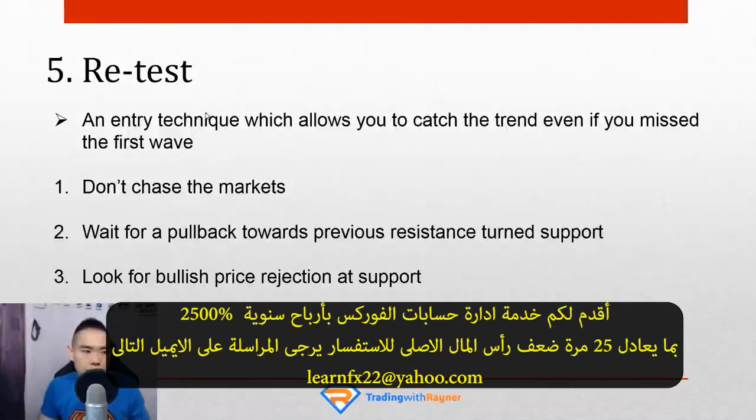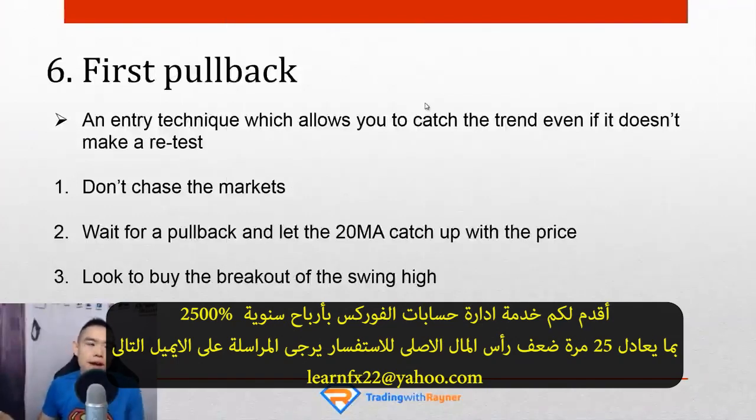This is the retest. Number 6, the first pullback. This is an entry technique which allows you to catch the trend even if it doesn't make a retest. Because I know many of you who know basic technical analysis face this problem: hey Rainer, don't try to smoke me, man, quite often the price doesn't make a retest. Yeah, I know, I admit, the price may not make a retest all the time. So this is where the 6th technique called the first pullback comes into play.